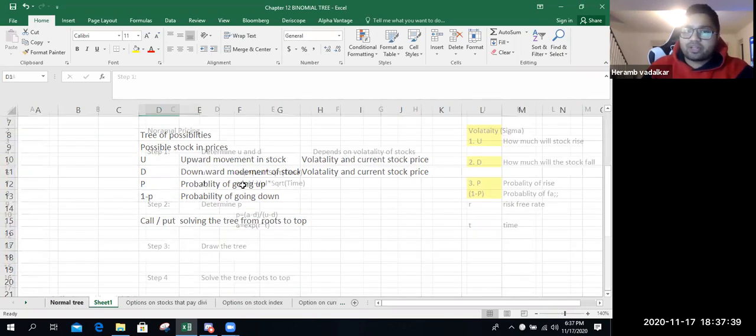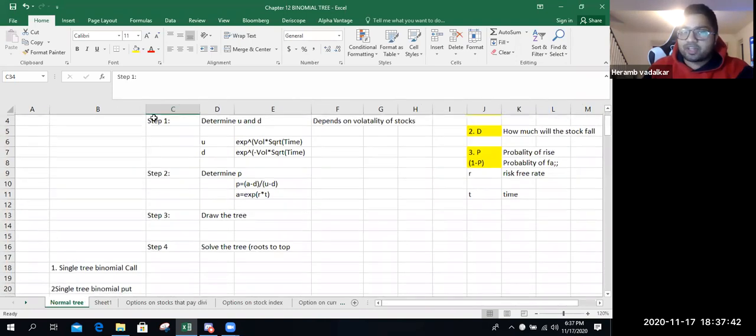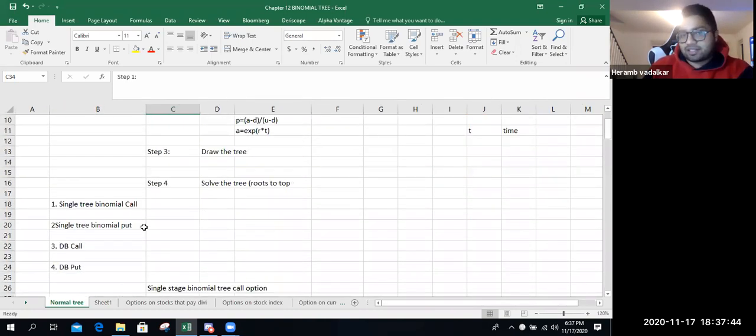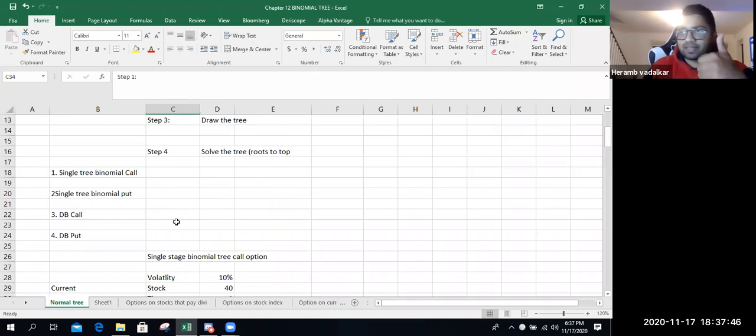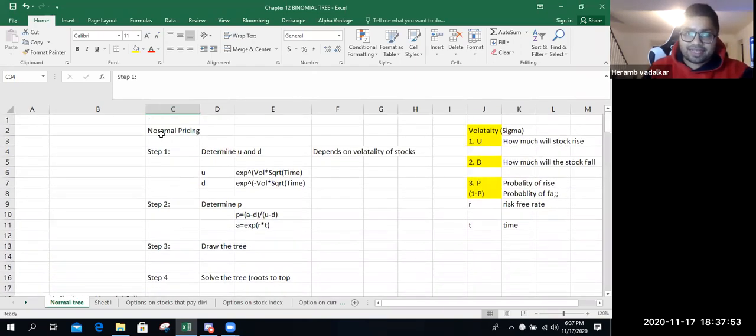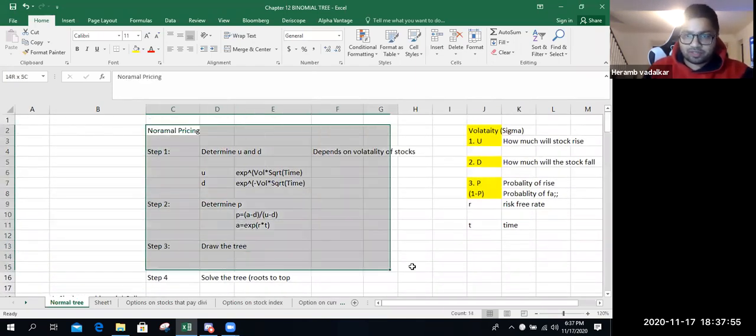So I'm going to copy down the steps. We are going to follow those steps and start solving for calls, single stage put, double stage call, double stage put. The process remains the same whether it's a call or put. So I'm just going to copy this.